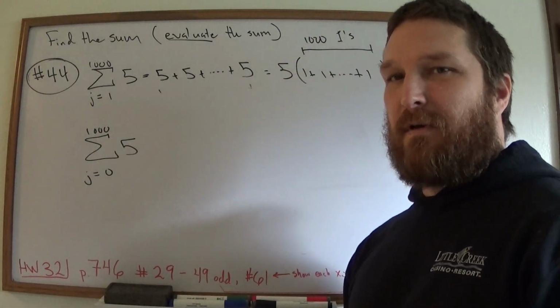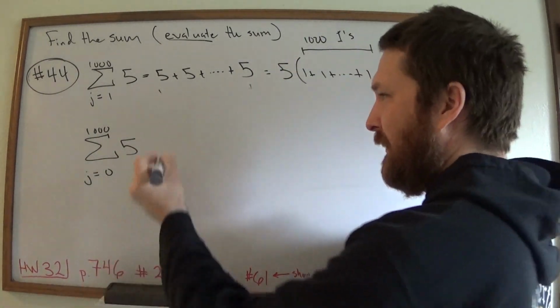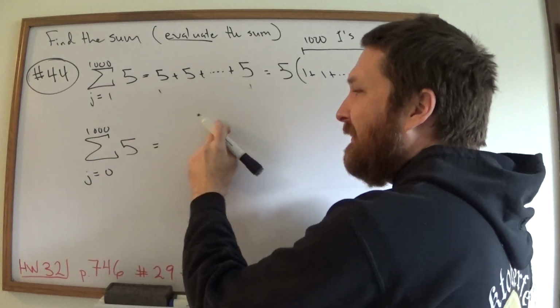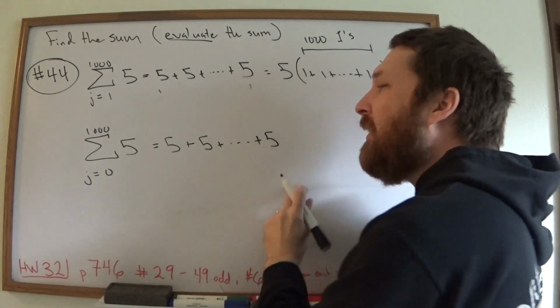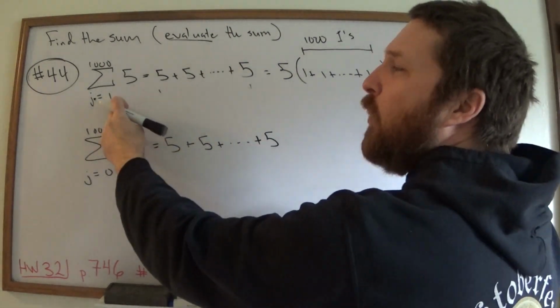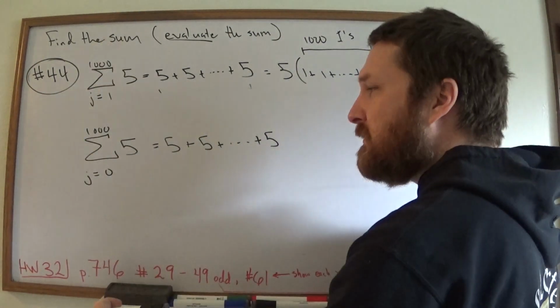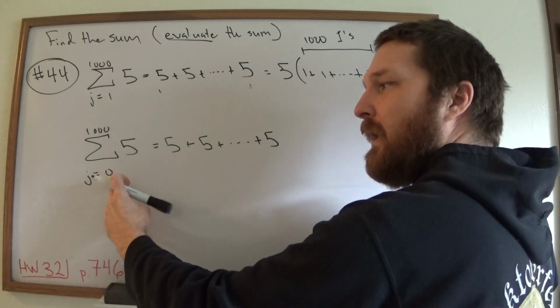Pause it, see if you can figure that one out. Okay. That's the same thing. It's just 5 plus 5 plus and so on. But now how many of them do we have? Well, when it went to 1, we had a total of 1,000. Now we're just adding one extra one, right?